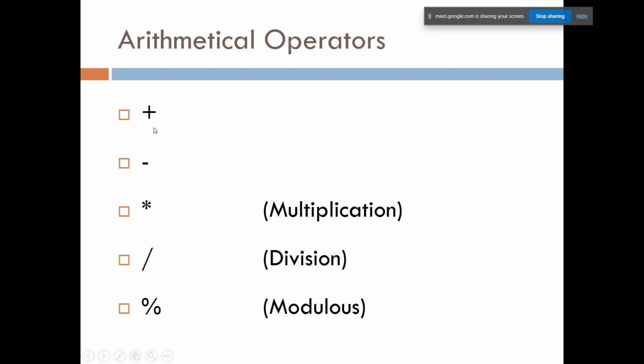Plus is used for addition of two numbers. It may be integers or any other, like floating point values. You can add anything with the help of the plus operator. As we know in mathematics, plus is for addition, guys, and minus is for subtraction. Coming to star, it is used for multiplication. In mathematics, we say the x symbol.